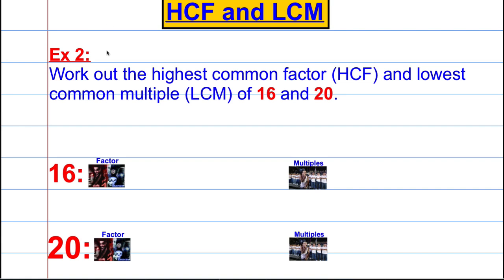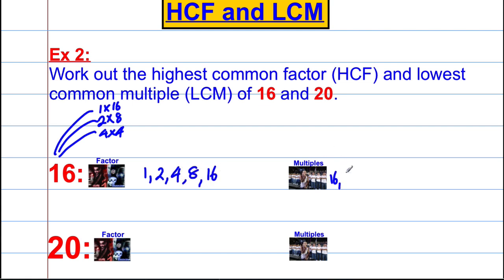Okay, so we want to find the highest factor that they share and the lowest multiple that they share. So let's list out the factors. 16 we can have as 1 multiplied by 16, 2 multiplied by 8, and 4 multiplied by 4. So its factors are 1, 2, 4, 8, and 16. The multiples are 16, 32, 48, and keep going with that, we're going to have 64, and we're going to have ourselves 80. We don't know how far we need to go till we have a number in both lists.